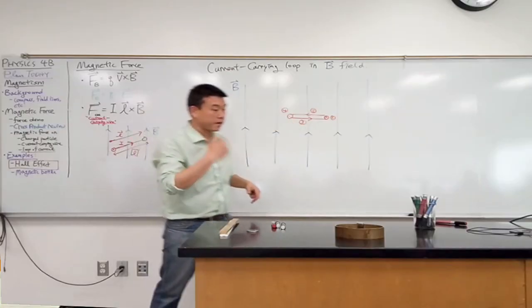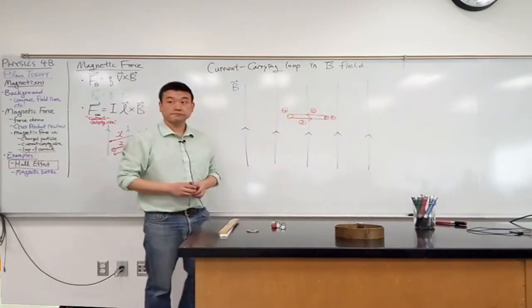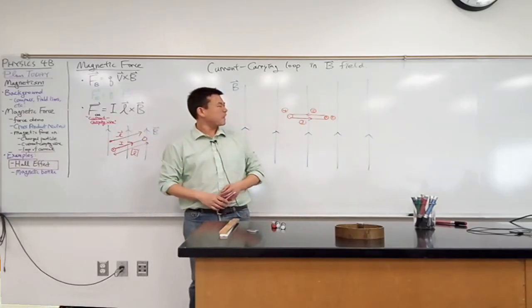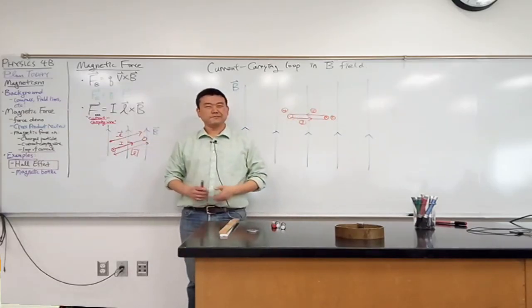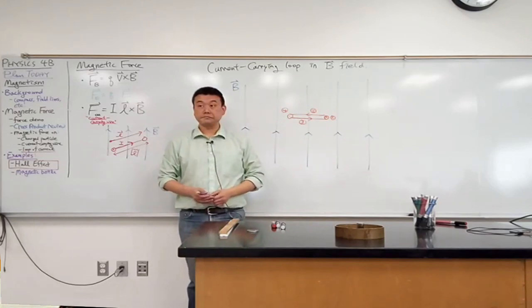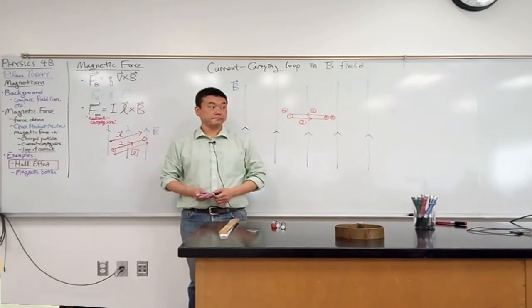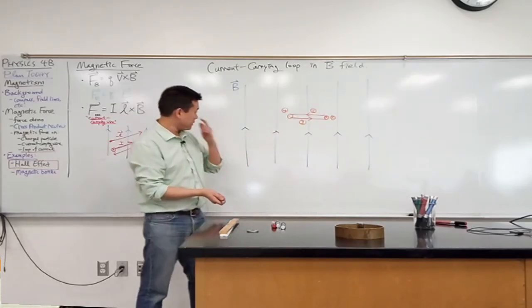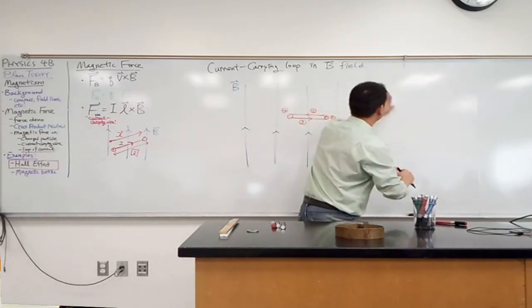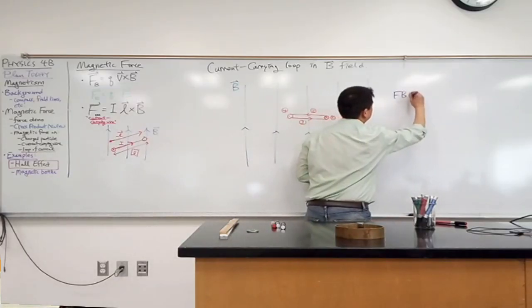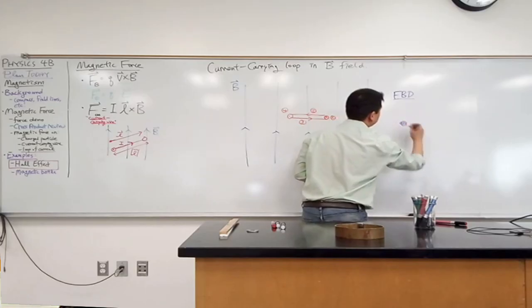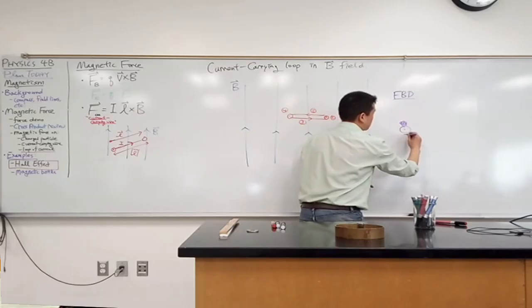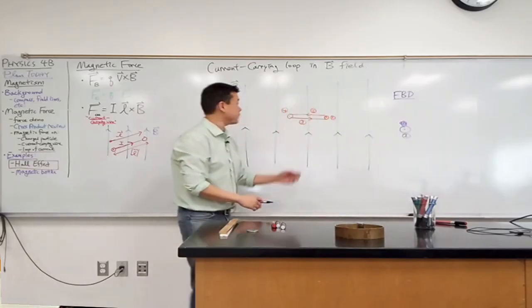So loop 1, what is the direction of magnetic force? Looking at this, L probably goes left to right. So what's the direction? L cross B, yeah, out of the board. So let me draw a free body diagram here. So free body diagram, this is my loop. So the force due to segment 1 will be out of the board. So there's force coming out of the board on segment 1.